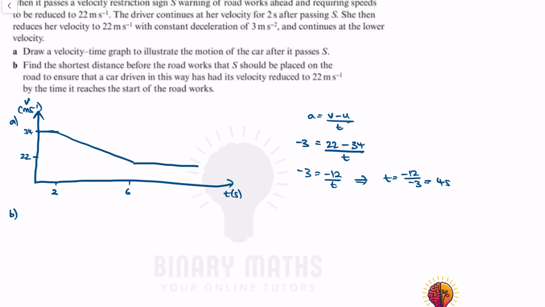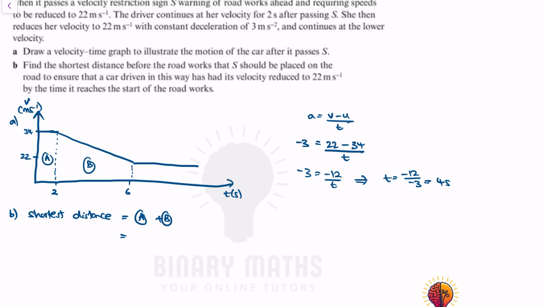Find the shortest distance before the roadworks that S should be replaced on the road to ensure that a car driven in this way had its velocity reduced to 22 meters per second by the time it reaches the start of the roadworks. So that means I need to work out the area of the graph before, as soon as it hits 22 meters per second. So that means the shortest distance is equal to A plus B.